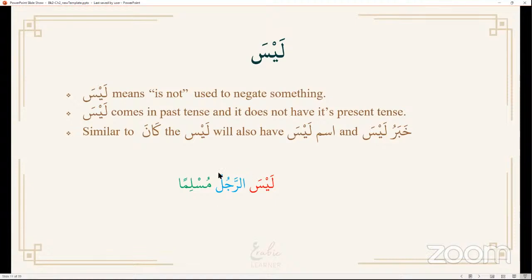So ar-rajulu is ismu Laysa. And Laysa together with rajulu, we can call it mubtada, because fi'l naqis sentences are jumla ismiya. And it is turning the khabar into mansoob, musliman. So the man is not a Muslim.